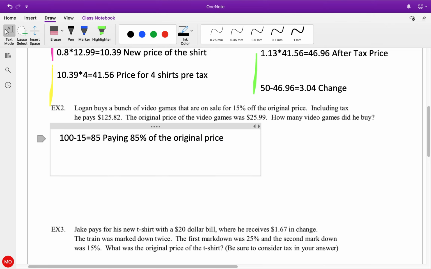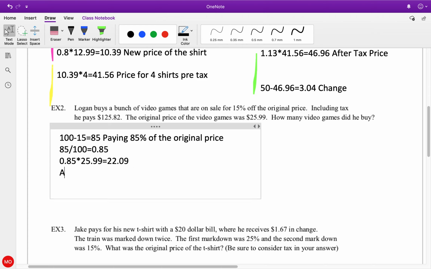Right. So then we go 85 divided by 100 equals that, and 0.85 times the original price is 25.999. So our new price is this.